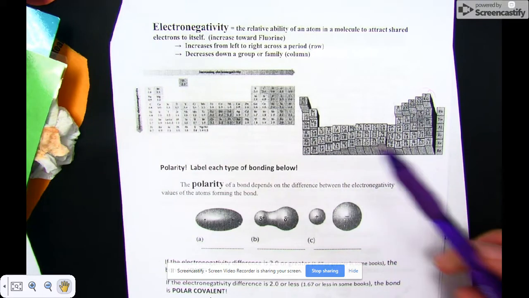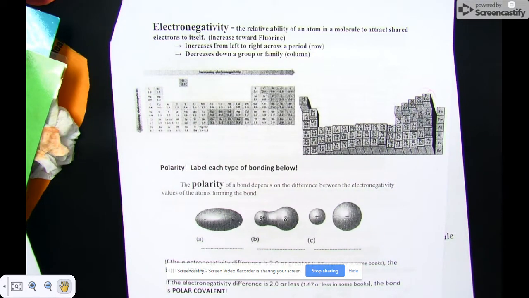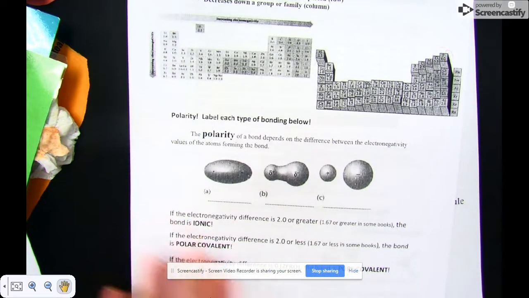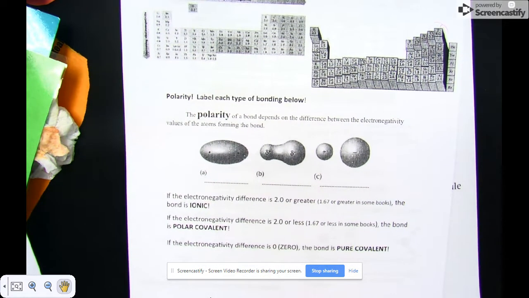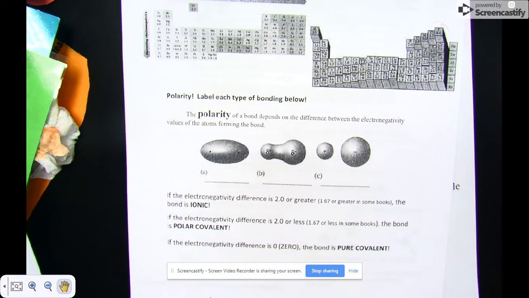towards francium, and electronegativity is how able an atom is to attract an electron to itself. Okay, so we also talked about the different types of bonds and their polarity. So now we're going to look at 3 images that represent 3 types of bonds. Our options are ionic, polar covalent, and pure covalent. So remember, it has to do with how those electrons are being shared.